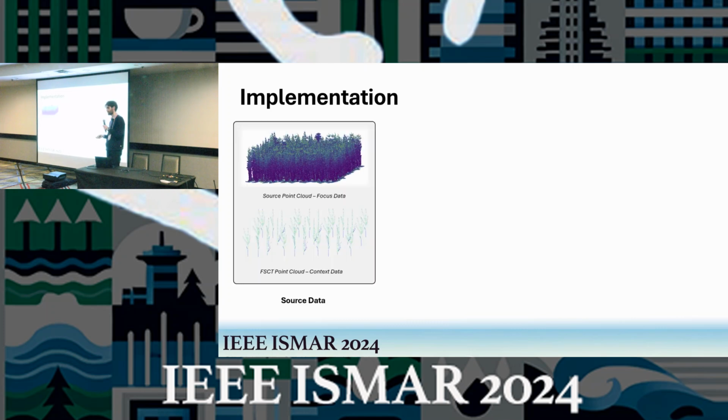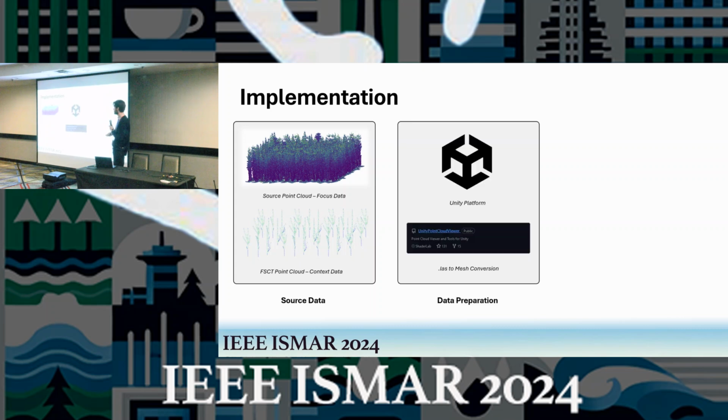So our implementation was thus: we took some raw LiDAR scans, processed them with FSCT in order to produce our focus and context datasets respectively. These were brought into Unity and rendered using a point cloud viewer asset. And in the UV information of each dataset, we tagged them as focus or context.